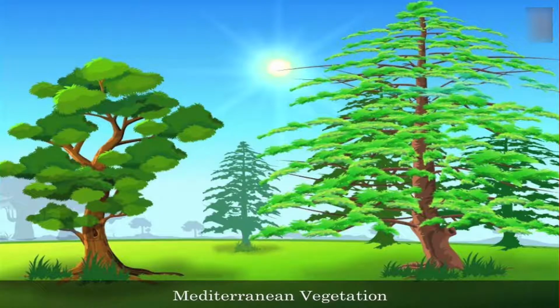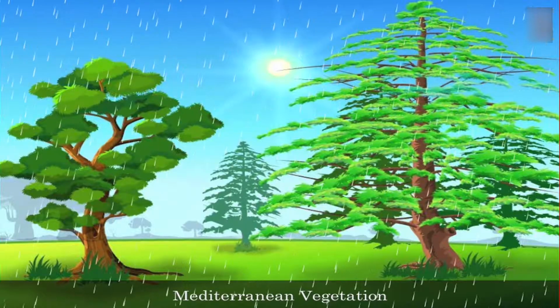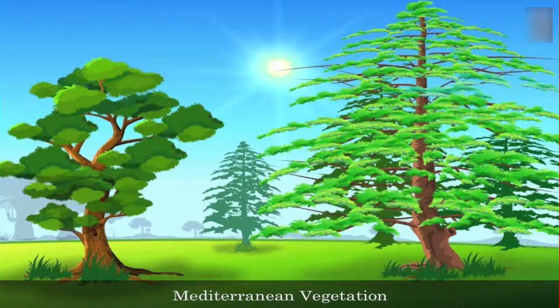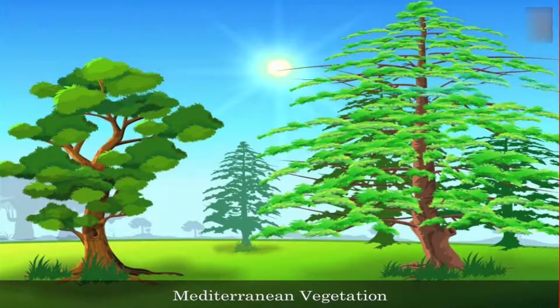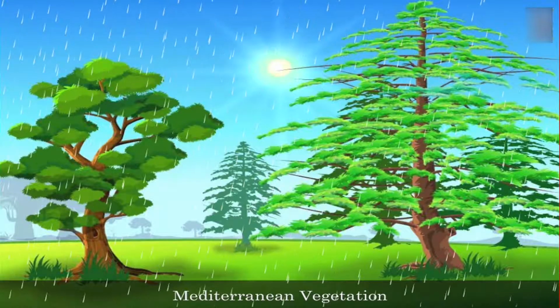5. Mediterranean vegetation. Mediterranean vegetation is found in the places that have dry summers and rainy winters. Such vegetation is mostly found around the Mediterranean Sea in Europe. They grow in hot summers and mild rainy regions.